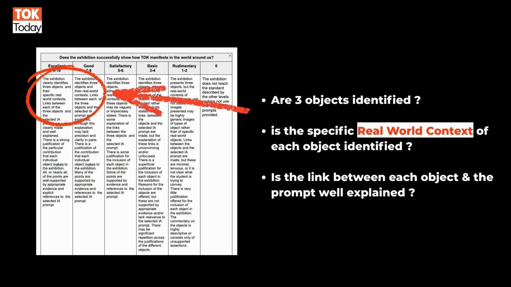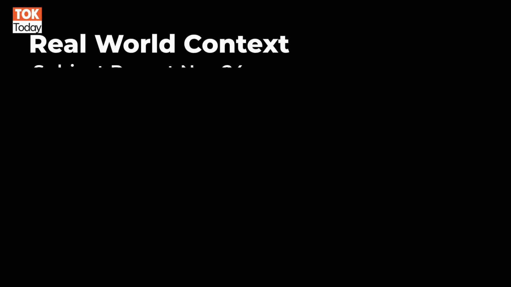Now the first words on the mark scheme, or assessment instrument, ask whether an object is identified and whether its real-world context is specific. Now I've made a video on what makes a good object, so I'll link that above so I don't have to repeat myself here. Today, I wanted to focus on what is meant by the real-world context.